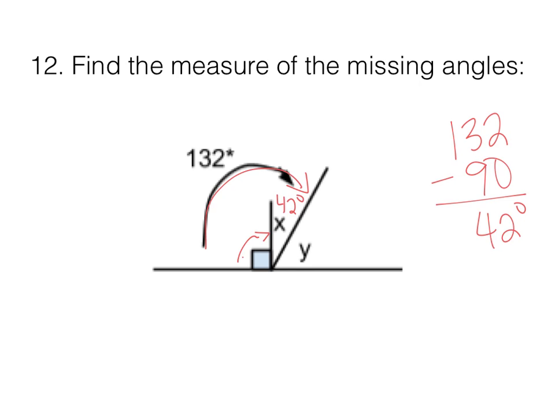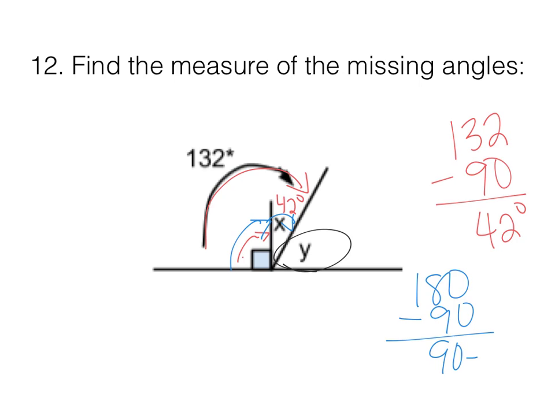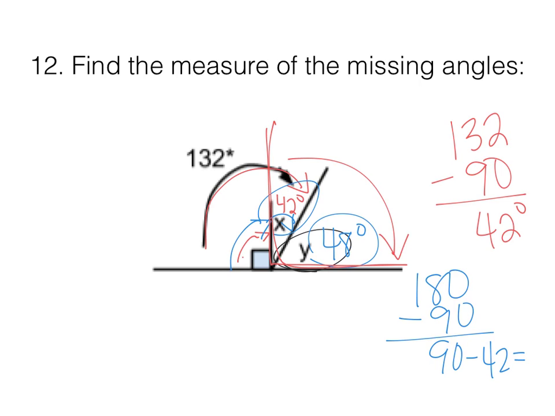Okay. Now, if I'm trying to figure out what Y is, I'm going to take 180, subtract the 90, and then subtract the 42 degrees, and I end up with a 48 degree angle. So X is 42, Y is 48, and this makes sense because this much of it is a 90-degree angle, so those two numbers should add up to 90, and they do.